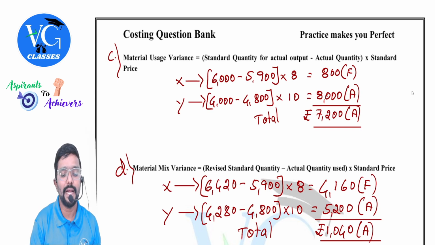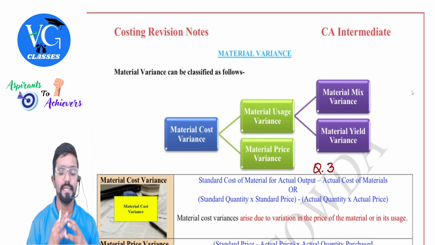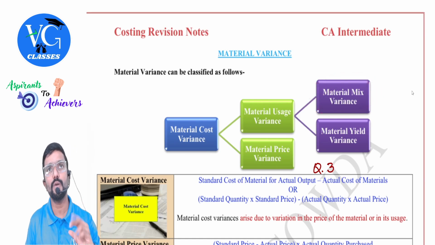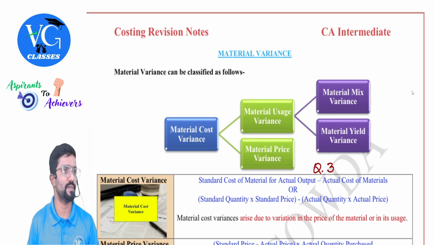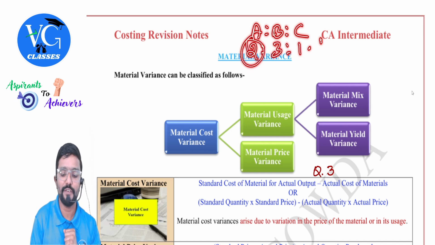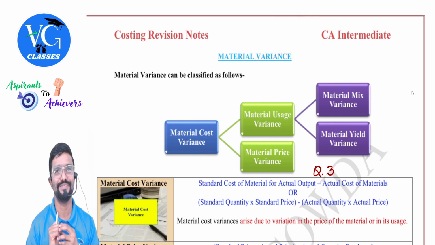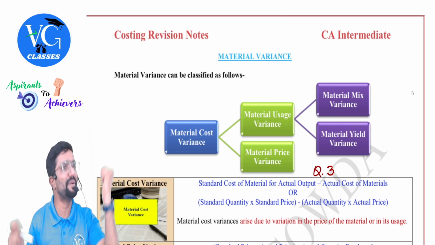Next, coming to mix and yield variance. So usage variance is subdivided into mix and yield variance. When will this come? Only when there is more than one kind of raw material used in the production process. Let's assume I am using three categories of raw material A, B, C. In the production, I was supposed to use 2:3:1 ratio, that is 2 kg of A, 3 kg of B, and 1 kg of C. Clear? But I have mismatched. I have used more of C and less of B. Something mismatched I have done. Because of that, will I get a variance? Yes, because the cost of A, B, and C raw material will be different.